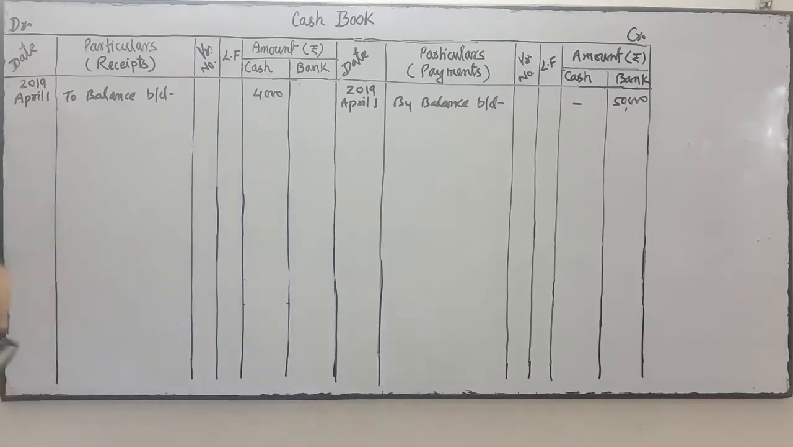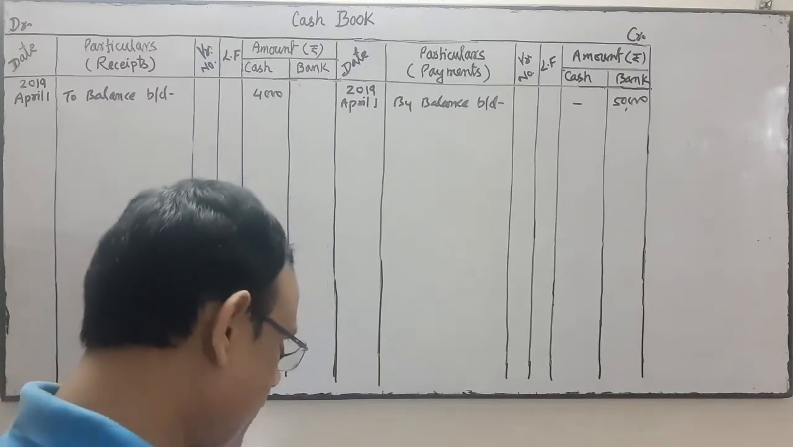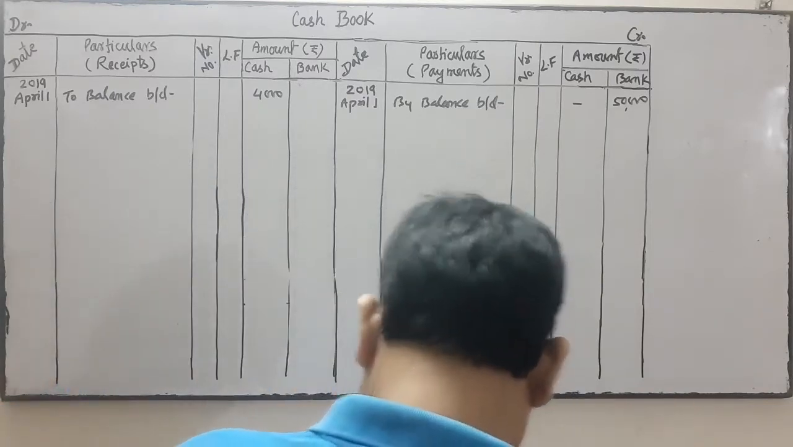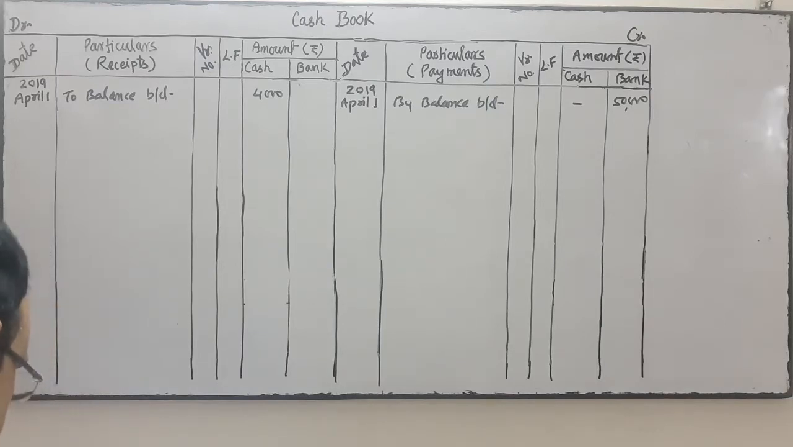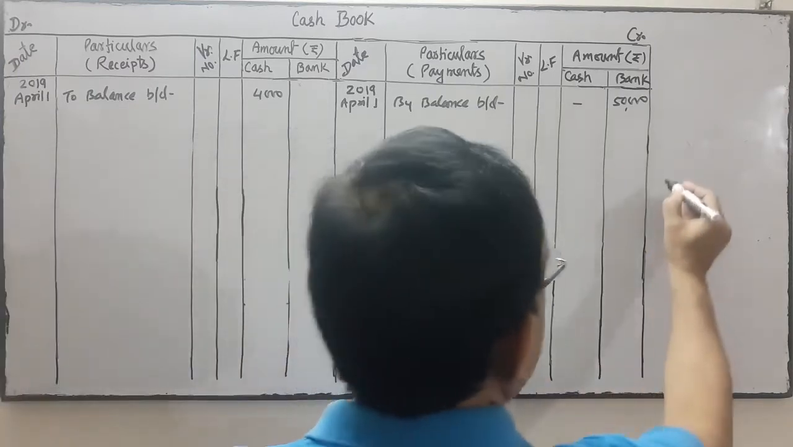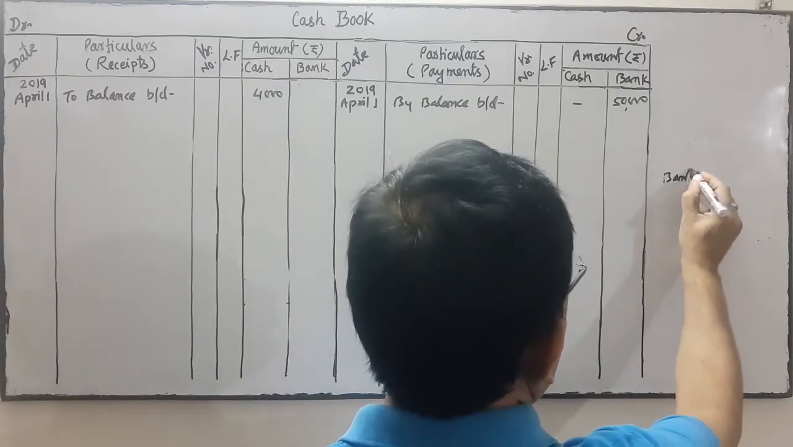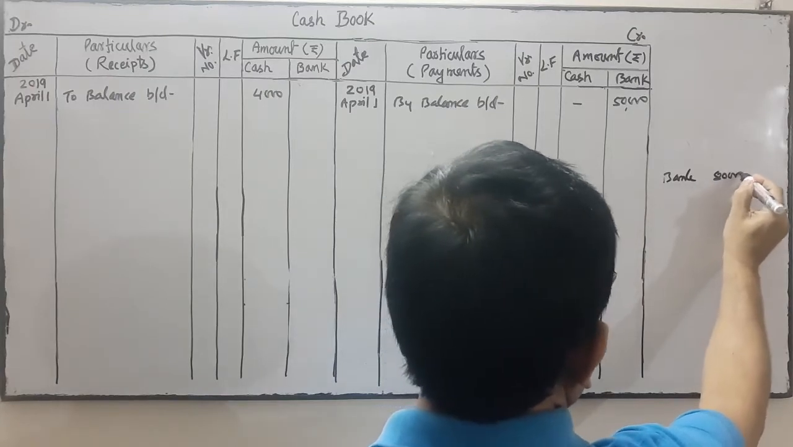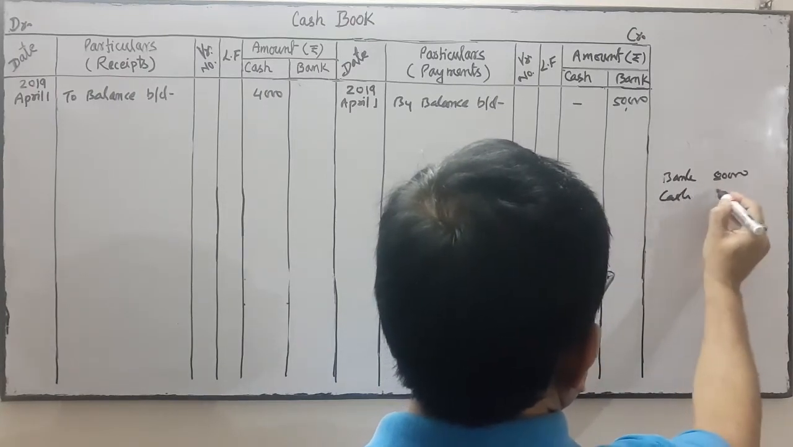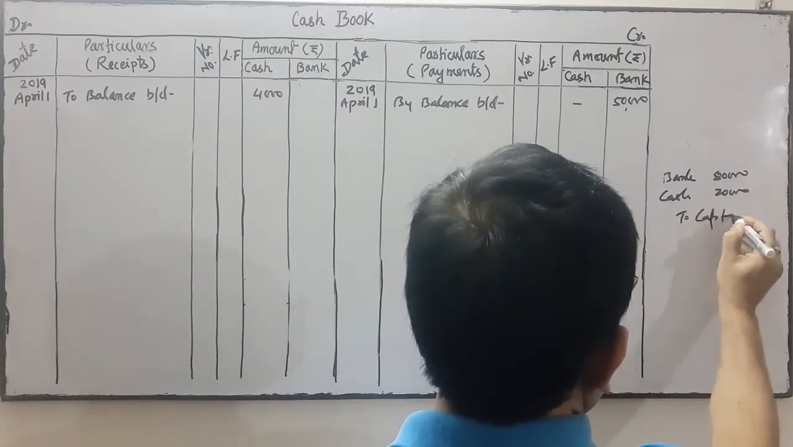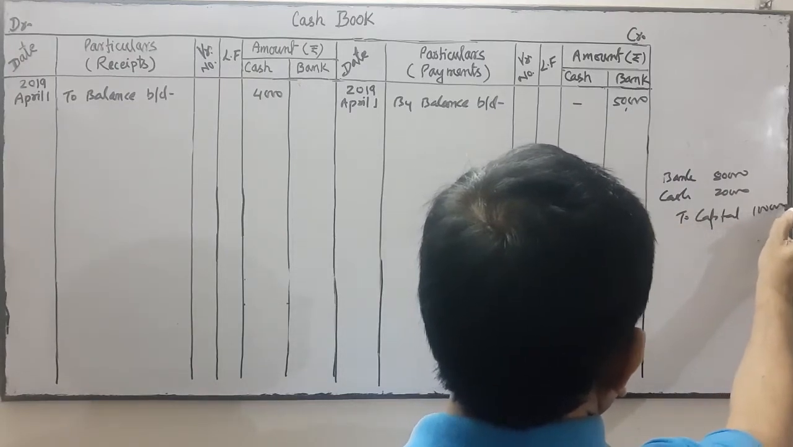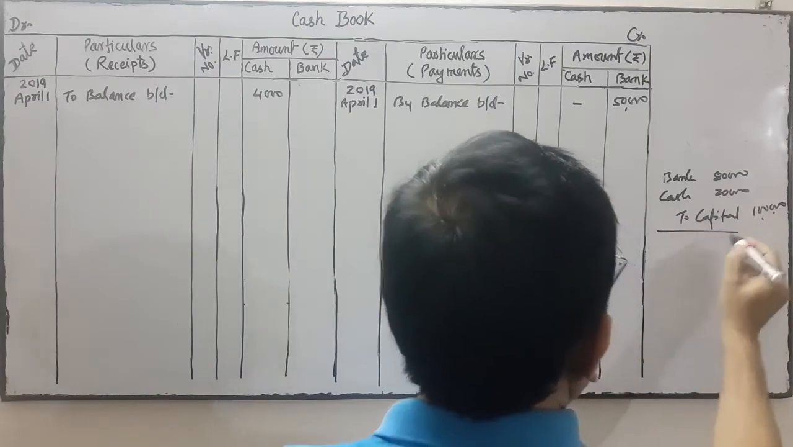Next is invested further capital 1 lakh, out of which 80,000 deposited into bank. So bank account debit 80,000, cash account debit 20,000, to capital account 1 lakh. This will be the entry.